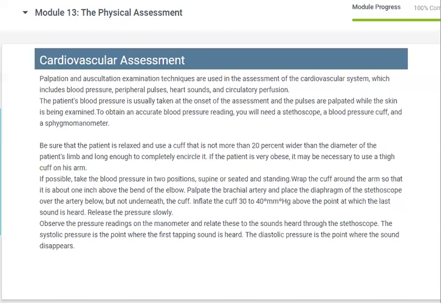Wrap the cuff around the arm so that it is about 1 inch above the bend of the elbow. Palpate the brachial artery and place the diaphragm of the stethoscope over the artery below, but not underneath, the cuff. Inflate the cuff 30 to 40 mmHg above the point at which the last sound is heard. Release the pressure slowly. Observe the pressure readings on the manometer and relate these to the sounds heard through the stethoscope. The systolic pressure is the point where the first tapping sound is heard. The diastolic pressure is the point where the sound disappears.